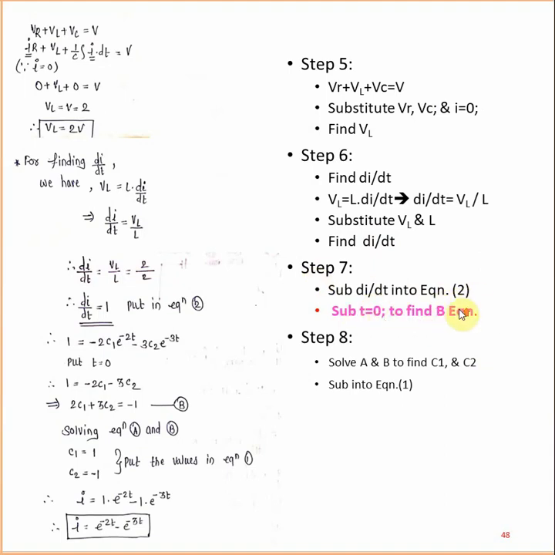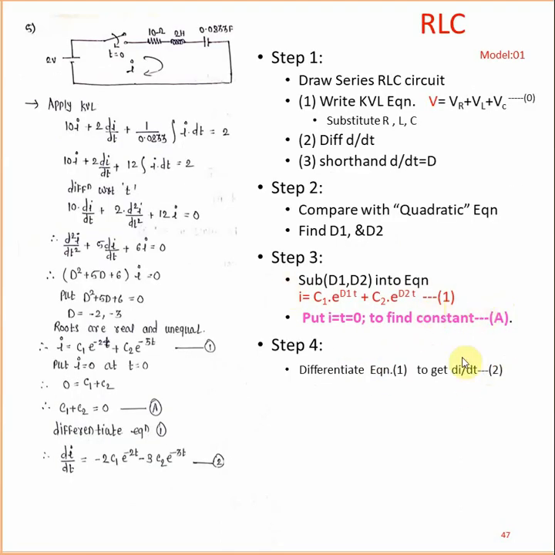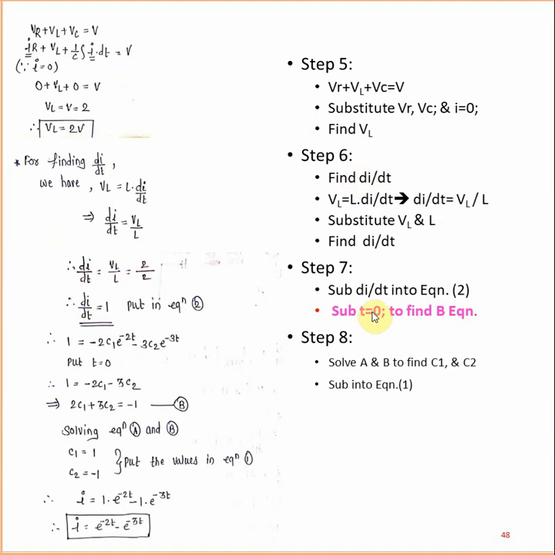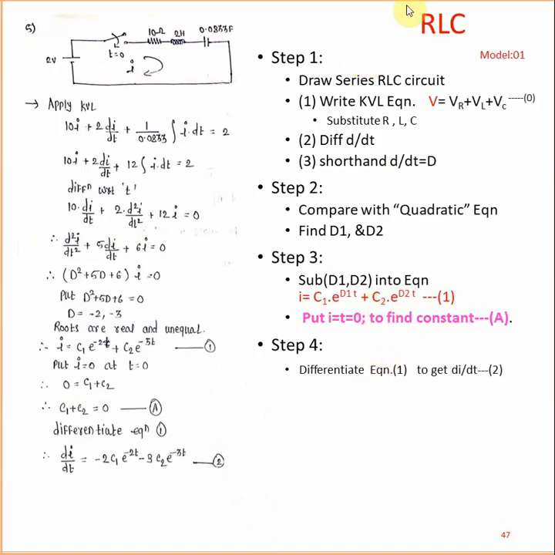Now you have the B equation available, and the A equation available. Use the calculator to find out C1 and C2. Solve the two equations, and after that substitute into the first equation. So there are a total of 8 steps to complete the RLC problem. I will repeat once again.